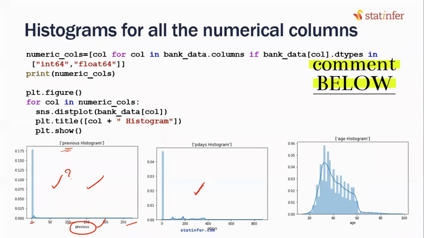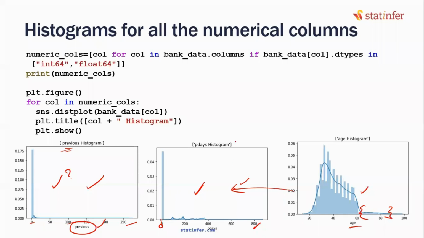What about this one? P days. P days, minimum value is 0, maximum value is 800. P days, does it have outliers? Now this is the age variable. Compared to this, does it have extreme outliers, or does it have outliers but not as extreme as this one? Not extreme outliers, but it does have some portion of outliers, isn't it? Not very extreme. That's right. Okay, so let us do these first.